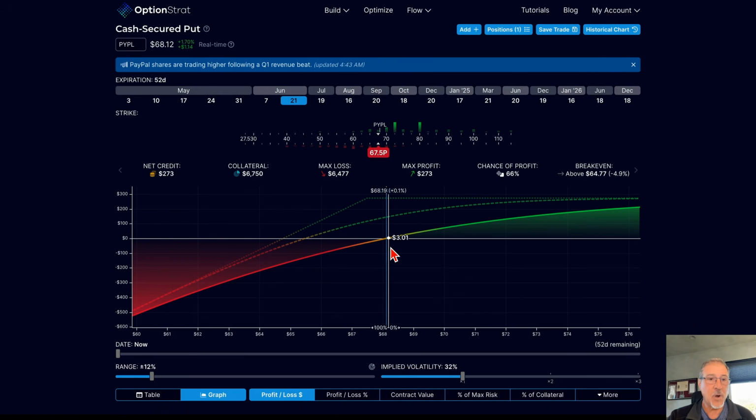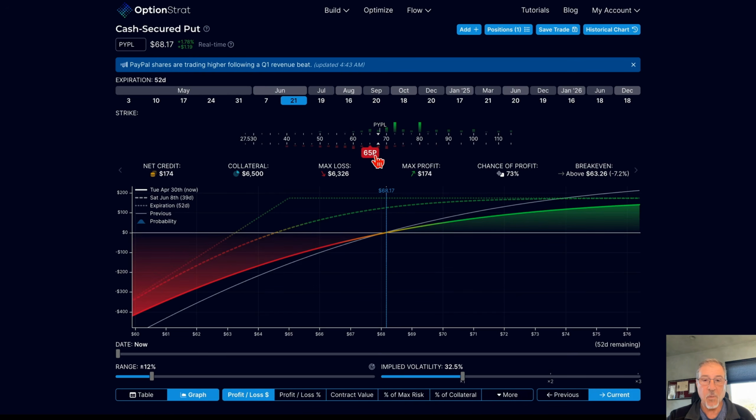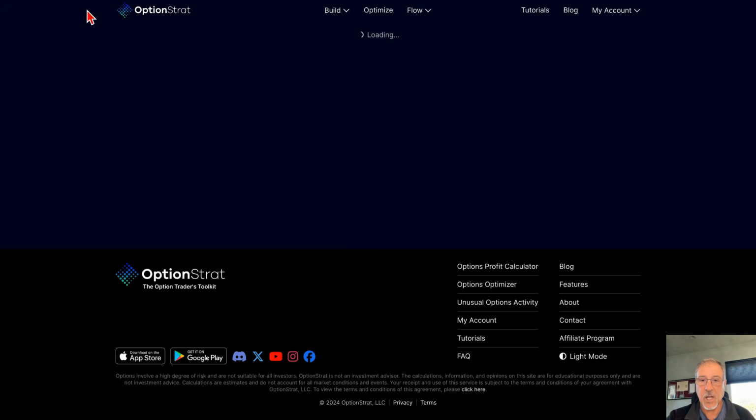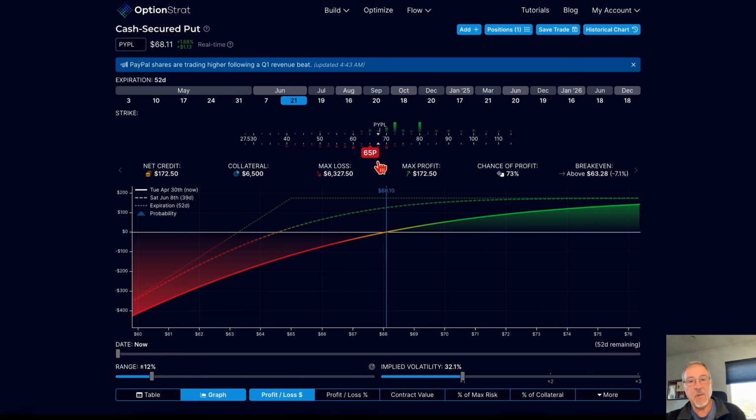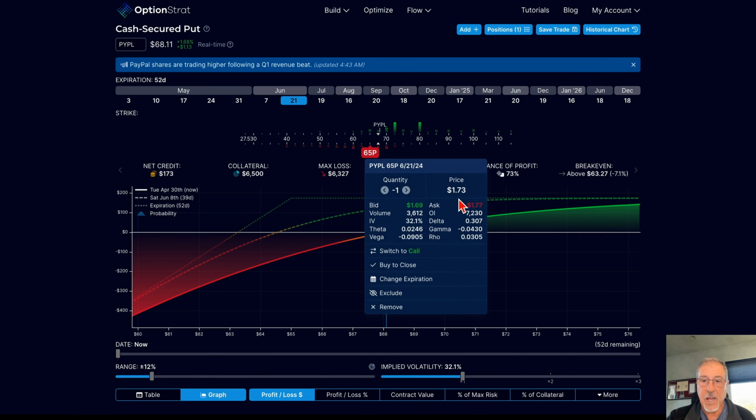Again, we're currently trading here at $68.12. And I'll decide a point at which I want to sell an option. Maybe it's the 65 here that I want to sell. So I'm going to sell this 65 put. In this case, I don't own any PayPal right now. I'm going to sell this 65 put, and I'm going to bring in $1.73 or $173 to do this.